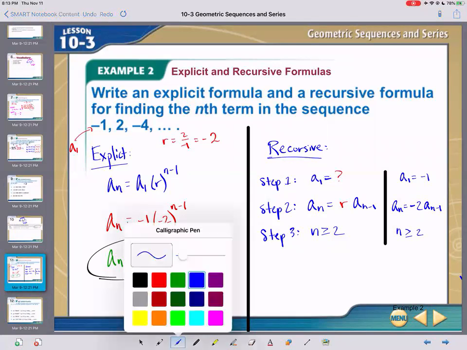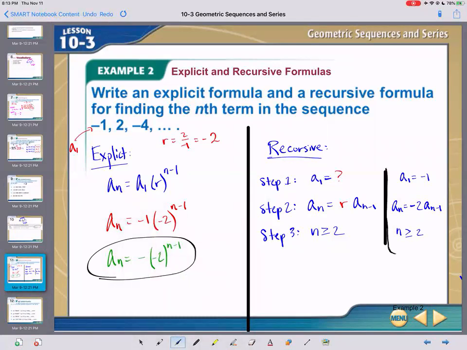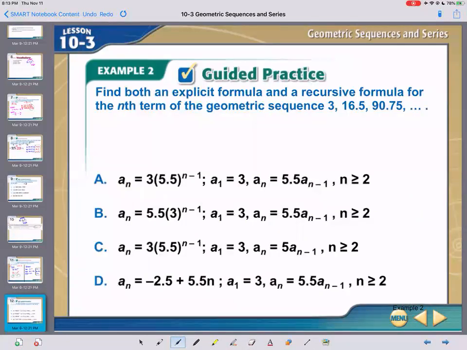And that would be my solution there, all 3 parts together. Okay, with that, I will let you try example number 3. Or the DOL number 2, I'm sorry.